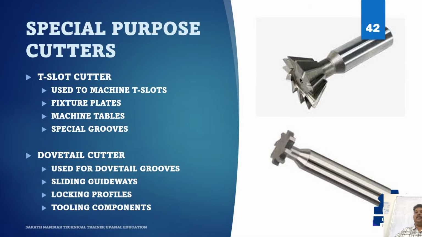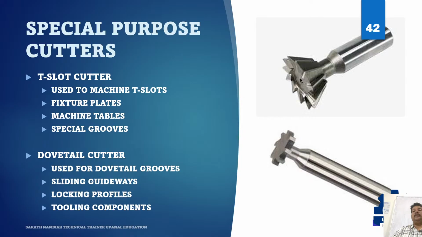Now, we are going to discuss two special purpose cutters. First is the T-slot cutter. It is used to machine T-shaped slots. Where do we see T-slots? T-slots are found in machine tables, fixture plates, and special clamping arrangements. Many VMC tables themselves use T-slot systems for clamping the workpiece. To machine a T-slot, usually a straight slot is first made, then the T-slot cutter machines the undercut profile.